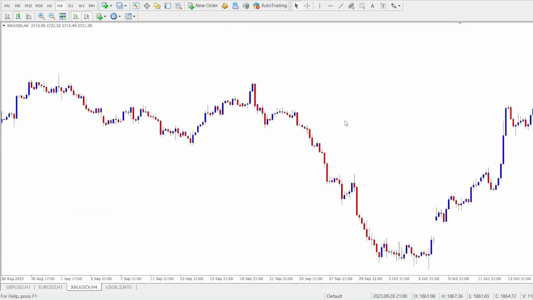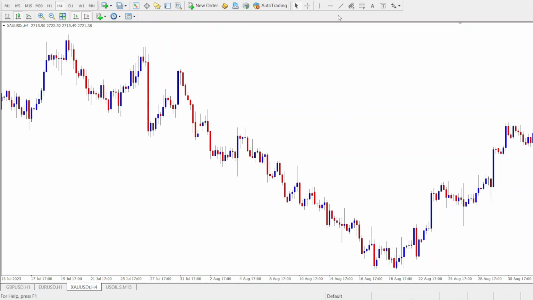Let's just look for another example. You can see we had a bearish trend around here, right?